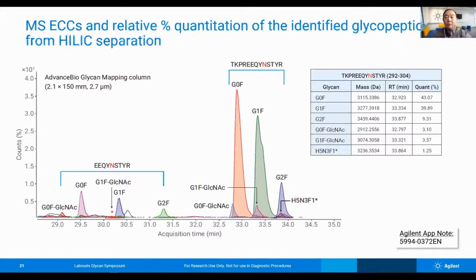In the reverse phase separation, a set of three glycopeptides with the sequence starting EEQ, or the six glycopeptides with the sequence starting TKPR, was identified. However, in the reverse phase method, the same group of glycopeptides co-eluted, so poor chromatography resolution was observed. On the other hand, when we use the HILIC column for separation, a great resolution of the same set of glycopeptides was achieved, as shown in this slide.